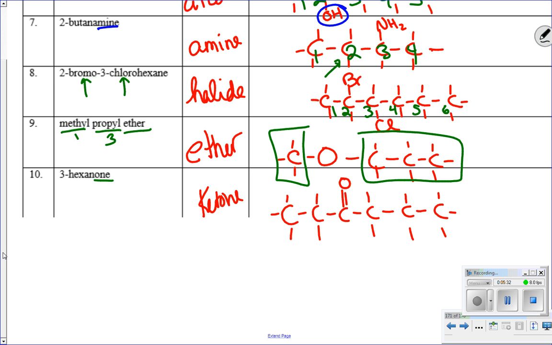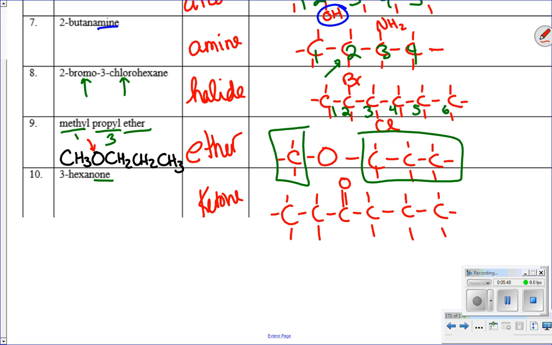This is one that you want to recognize condensed. This would be CH3O, and then CH2, CH2, CH3. So we have that single bonded O in there. It's not directly on a C.